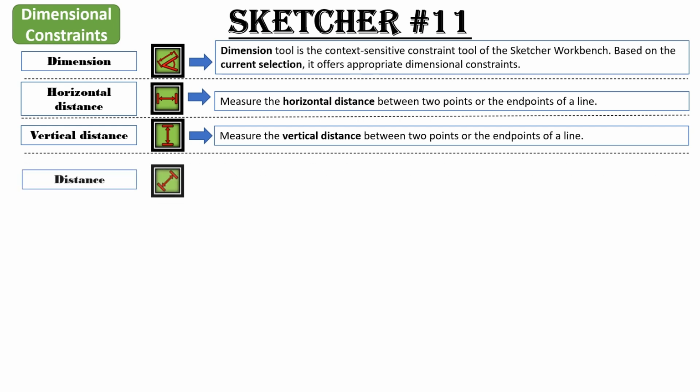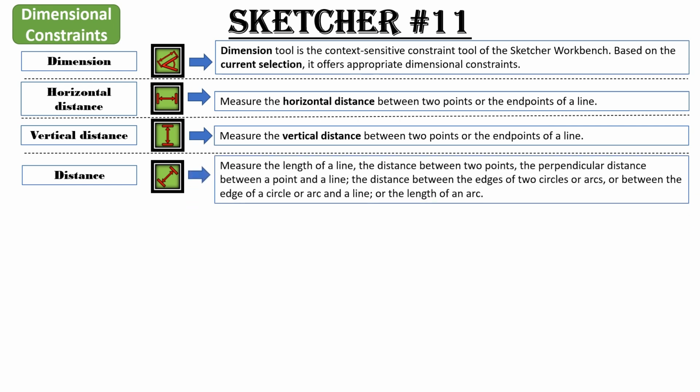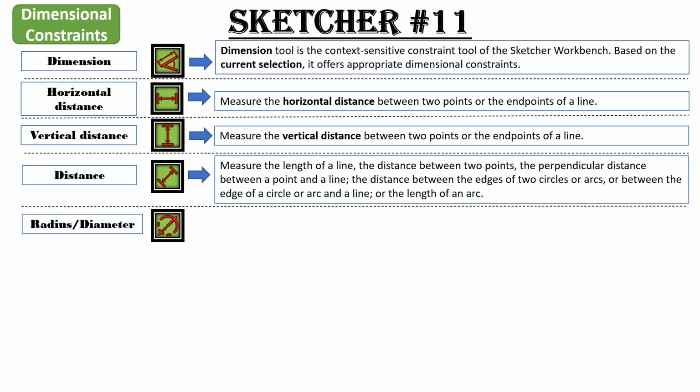The distance dimension tool measures the length of a line, the distance between 2 points, the perpendicular distance between a point and a line, the distance between the edges of two circles or arcs, or between the edge of a circle or arc and a line, or the length of an arc.